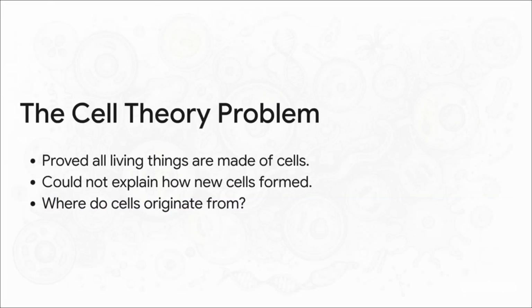Now, their joint theory was a total game changer. It changed science forever, but it had a really glaring hole. They proved what we are made of, sure, but they couldn't explain how new cells were actually formed in the first place. Think about it. If every human starts as a single-celled zygote when a sperm and egg fuse, how do we eventually get trillions of new cells? Where are they spontaneously popping up from?